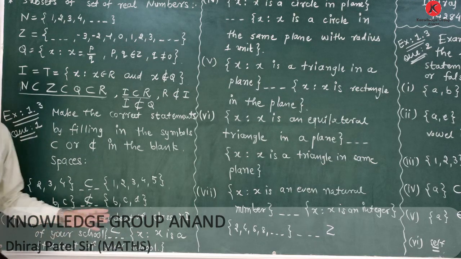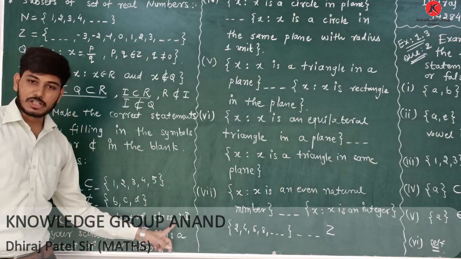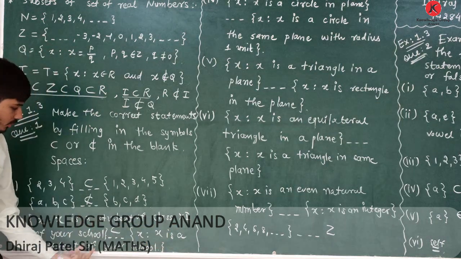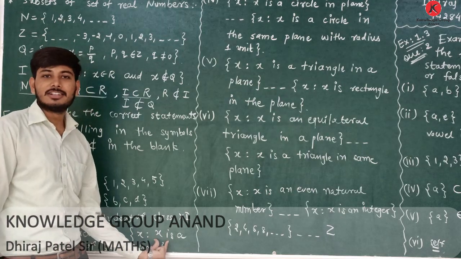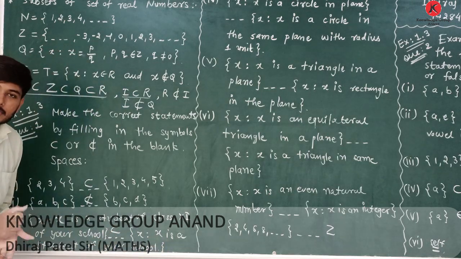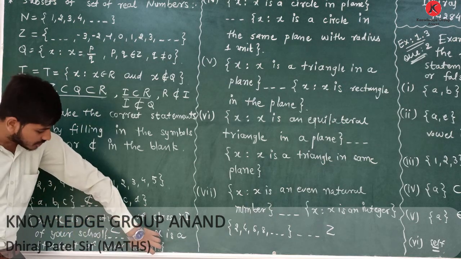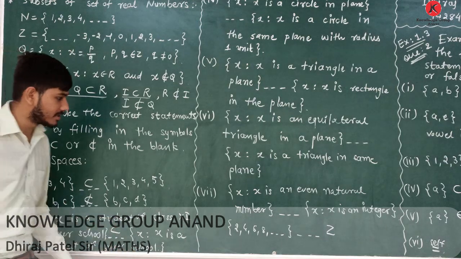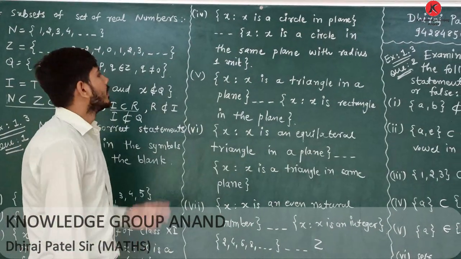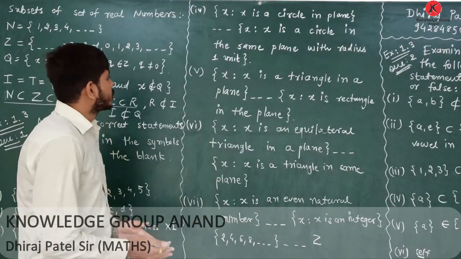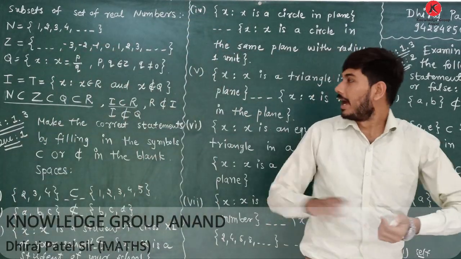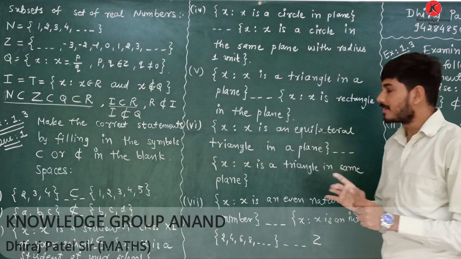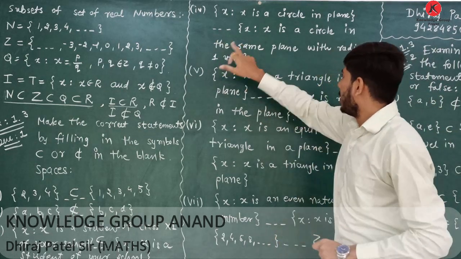Now see here, suppose a student studies in 11th class, then he will be in your school, right? If a student studies in 11th class in your school, then he will be in your school. This means that for any element of this set, suppose the name of the student is Amit, Amit is a student of class 11, and he is also a student of this school. Therefore we can say that it is a subset.